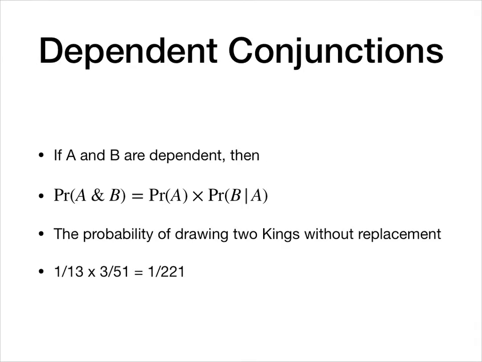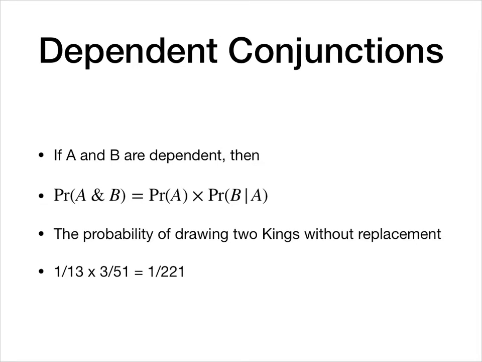Dependent conjunctions. If A and B are dependent, then the probability of A and B is equal to the probability of A times the probability of B given A. So that little vertical line there, that means given that. So that's the probability of B happening given that A already happened. So the probability of drawing 2 kings without replacement, for example. If we have a without replacement problem, that means we draw out a card, and then we draw out the second card without putting the first card back.